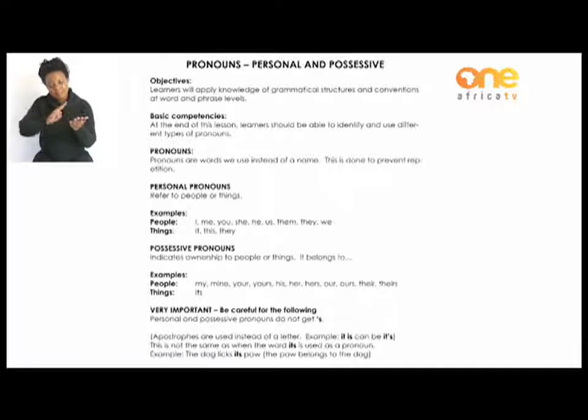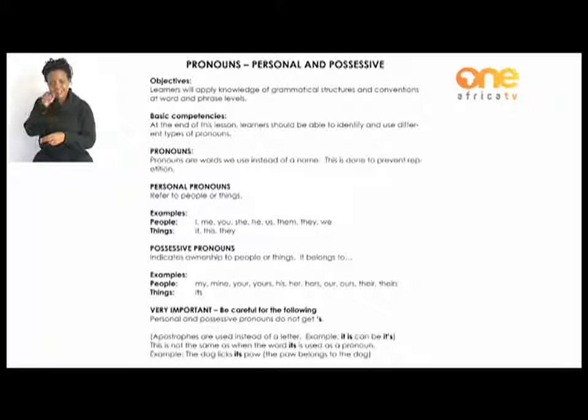So if I don't want to keep mentioning your name, say for instance, Selma, Hilda, I would rather use a pronoun to replace your names. Now, we are going to look at the different types of pronouns that we have. We have a personal pronoun and a possessive pronoun. When we talk about personal pronouns, we are simply referring to people or things, okay? Now, we use a pronoun to replace a noun. Examples, when we are referring to people, we have I, me, you, she, he, us, them, they, we. And when we are referring to things, because we cannot say he, she, we use it, this, and they.